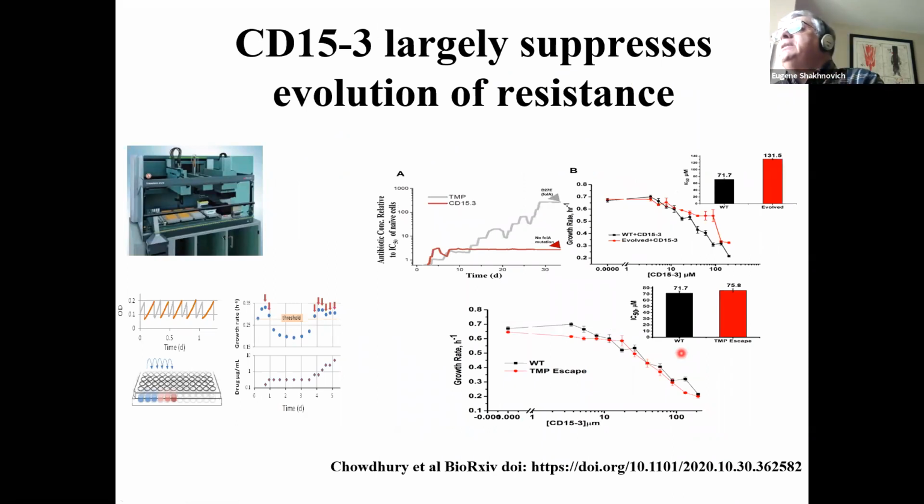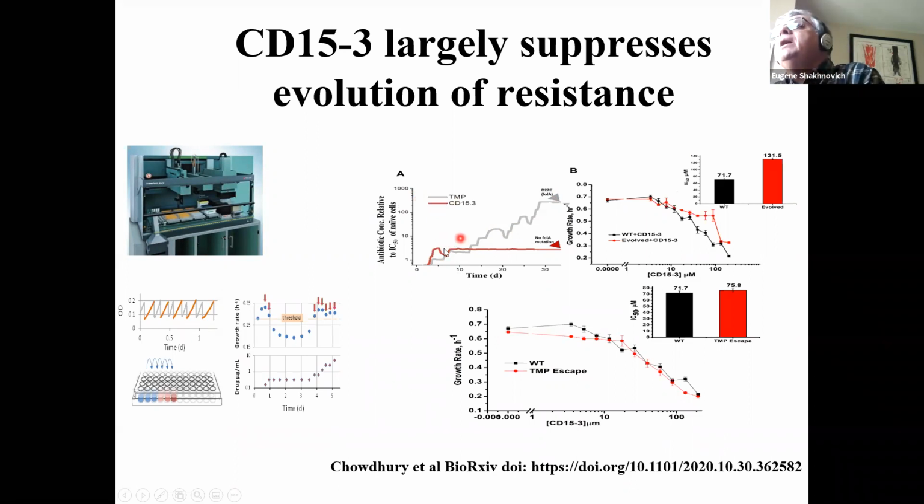And then the proof is in the pudding: we had to show that resistance does not evolve to this new compound. We have a very nice evolutionary robot, with an algorithm developed by João Rodrigues, which runs evolution at IC50. When a new mutation arises, the robot automatically increases the concentration of the stressor. As you can see, to trimethoprim it quickly evolved resistance, about 1,000 times greater IC50 than originally.